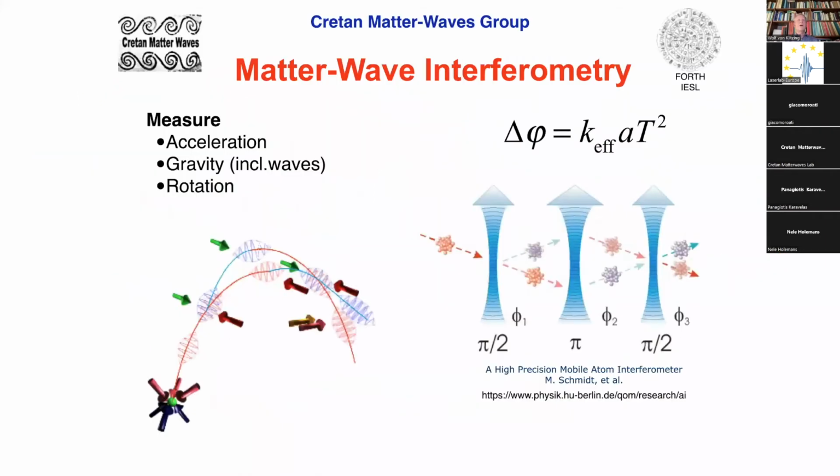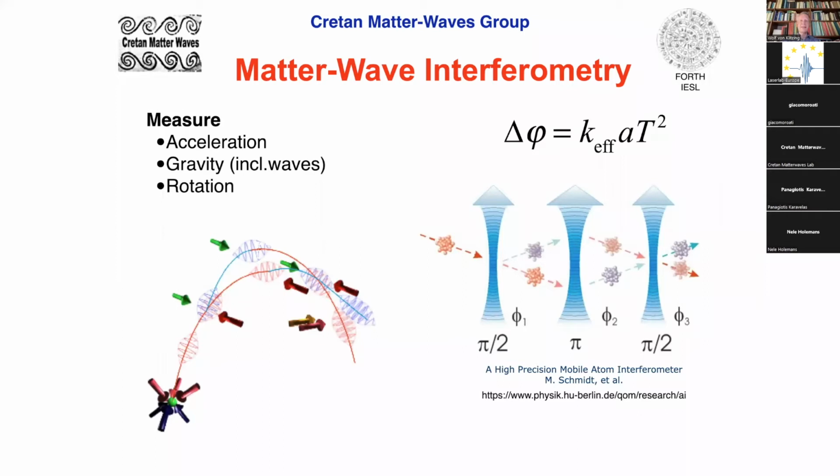So how do I do that in the experiments? How do I split the atoms into two? Well, use a standing wave pattern. One of the beautiful things with matter wave optics is that everything is reversed. What normally is the mirror, which is a physical object, in our case is the light. What is normally the light is now the particles.